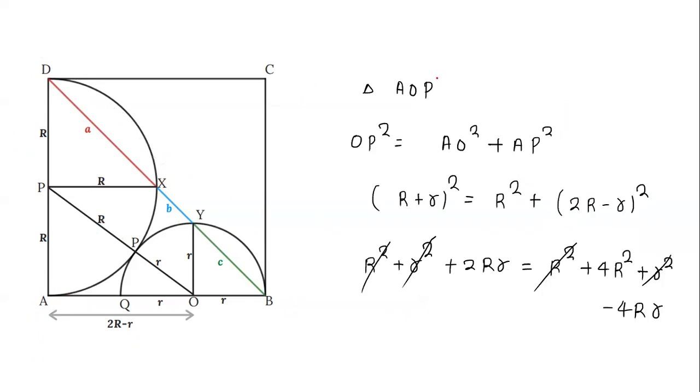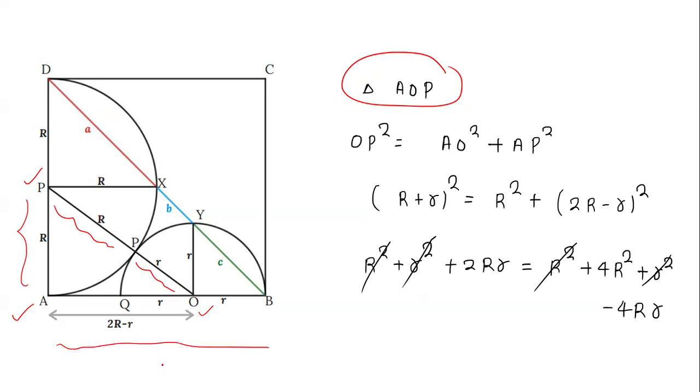Now look at the triangle AOP. This is point A, this is point O, this is point P. You know this distance is capital R, this distance is capital R, and this distance is small r. You also know this whole distance AB is 2 times capital R and this distance is small r, so this remaining distance is 2 times capital R minus small r. So you can apply the Pythagoras theorem in the triangle AOP, and write OP square is equal to AO square plus AP square.